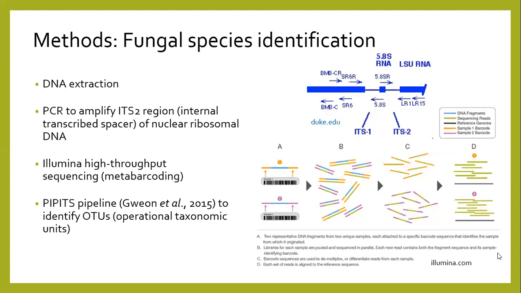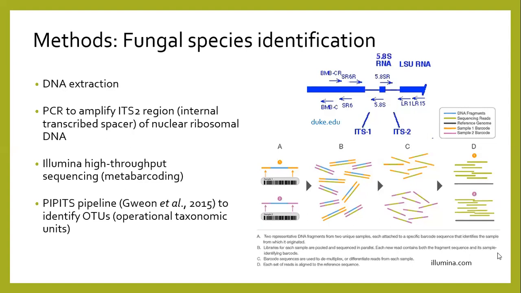And then to understand what fungal species are at each site, we first extract the DNA from the blanketflower root samples, and I also extracted DNA from the field soil samples. And then we use PCR to amplify the ITS2 region, the internal transcribed spacer 2 region of nuclear ribosomal DNA. It's part of the fungal genome that's highly conserved, but still variable enough that you can see differences between species.